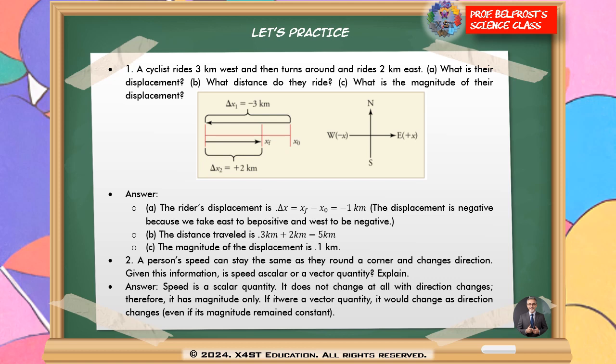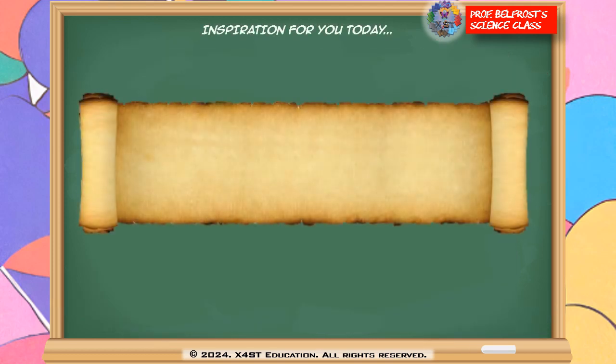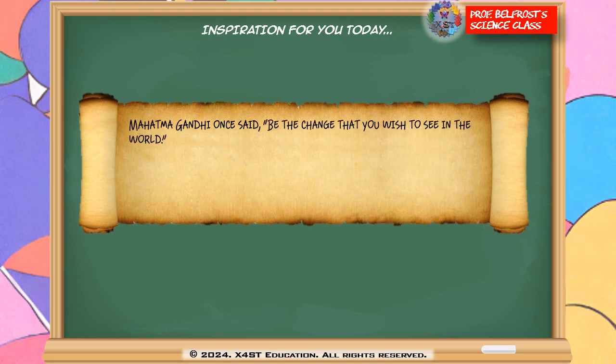So that's for today. No assignment for today. You should be very glad because I didn't give you any assignment. Here's some inspiration, a little quote from Mahatma Gandhi: be the change that you wish to see in the world. So that's for you today.